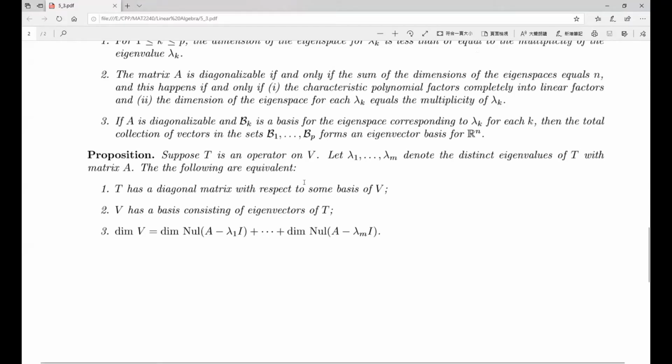All right, and now a proposition, some extra stuff from the theorem. Suppose T is an operator on V. Let lambda 1 to lambda m denote the distinct eigenvalues of T with matrix A. Then the following are equivalent. First, T has a diagonal matrix with respect to some basis of V. Second, V has a basis consisting of eigenvectors of T. And third, the dimension of V is equal to the sum of the dimensions of the null spaces for all the different lambdas.